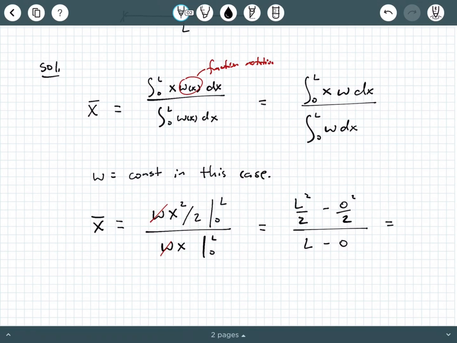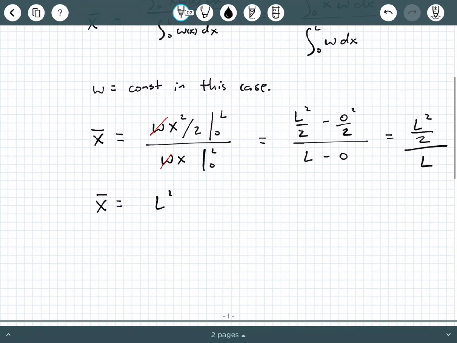So what do we end up with here? We get L squared over 2 divided by L. So doing some very basic algebra here, we get L squared over 2L. And then sure enough, we're left with L over 2. And there you go. There's your L over 2.